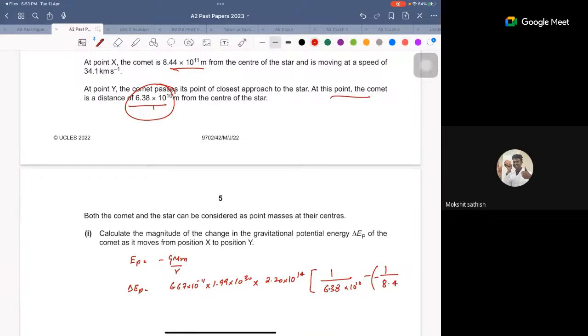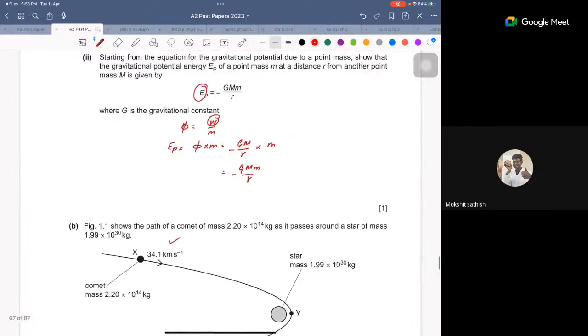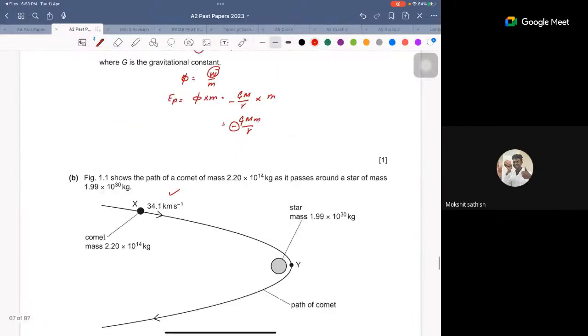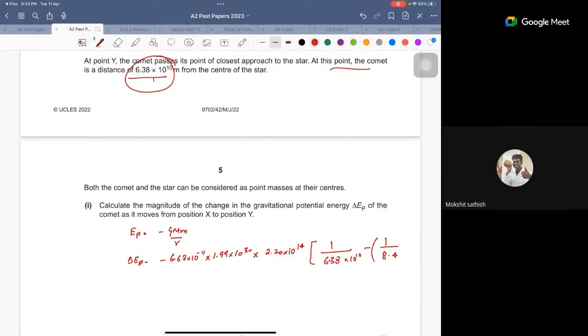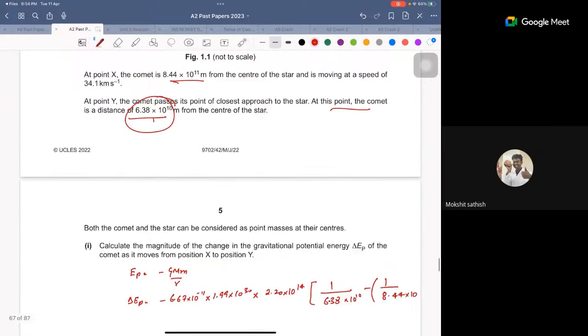Sir, why are we putting minus before the actual equation, the whole formula? Because there is a minus sign here. Gravitational potential is always minus, no matter what. Okay, can you explain this method? What you're doing again? What I've done now? Yeah, the bracket part.